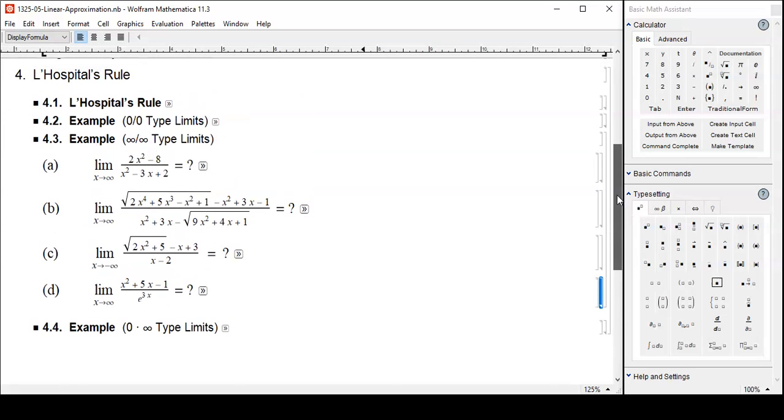So we went through some infinity over infinity type limits that can be worked out using L'Hopital's rule here and there, and the kind of examples that do not go with L'Hopital's rule. Radical, radical. That's what you're looking for. Radical, then no L'Hopital's rule.